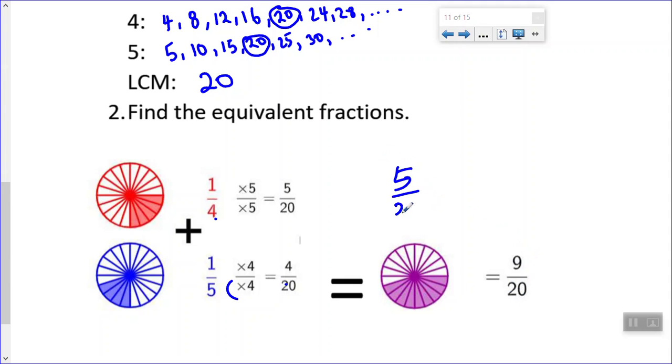5 over 20 plus 4 over 20 is 5 plus 4, which is 9 over 20. Now you have the same denominator, the same 20ths, so you can add them.